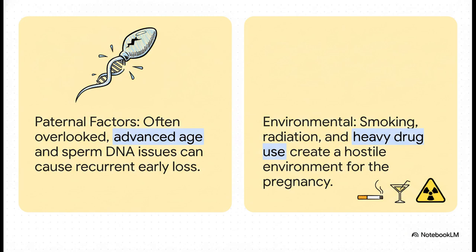Paternal factors, for example, are often overlooked, but they can definitely be a piece of the puzzle, especially with recurrent loss. Things like advanced paternal age or sperm DNA issues can contribute to those blueprint errors we talked about. And then on the environmental side, things like smoking, heavy alcohol use, or radiation can create a hostile environment by damaging DNA or cutting down blood flow to the placenta.